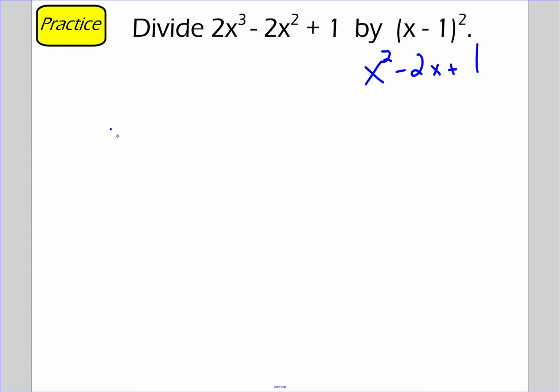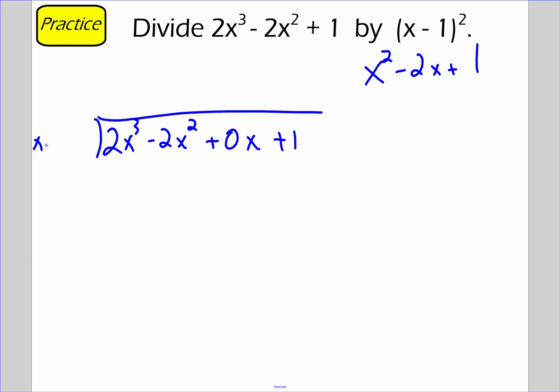So our dividend is 2x cubed minus 2x squared, and we have to add a place for the x, so we're going to add 0x here, divided by x squared minus 2x plus 1. Now the process is going to be the same, except now we're going to focus on the x squared. What times x squared gives us 2x cubed? That's going to be 2x. So we write that over the x term. Now we multiply. We're going to get 2x cubed minus 4x squared plus 2x.